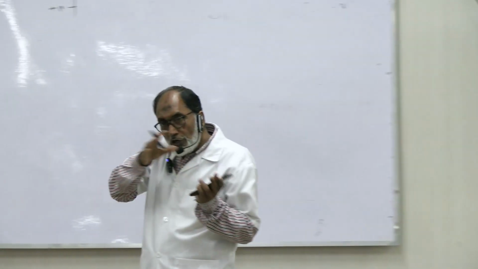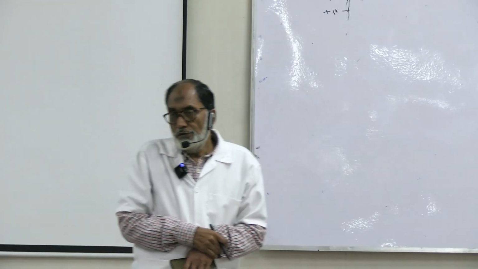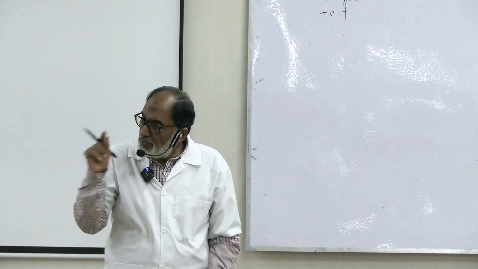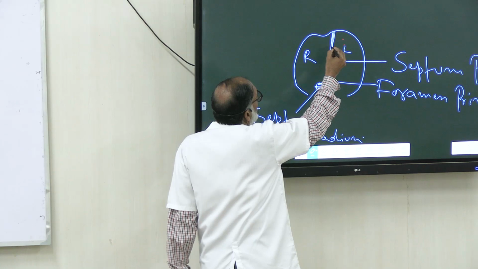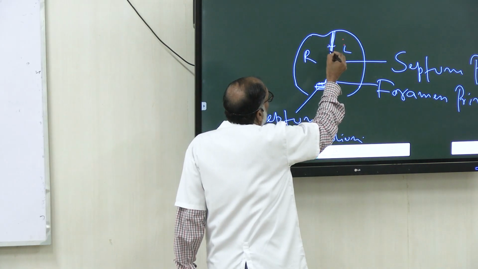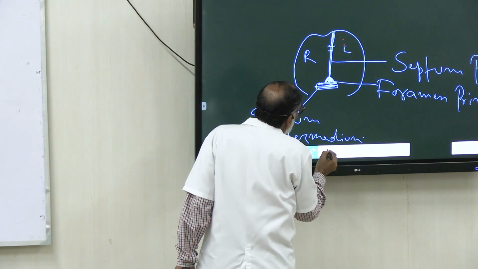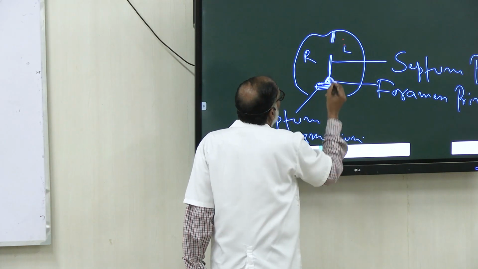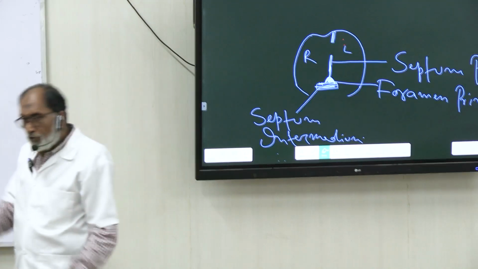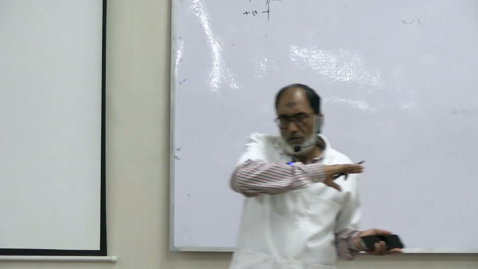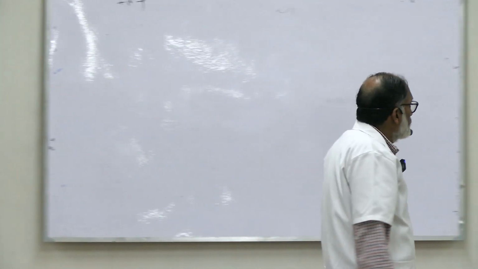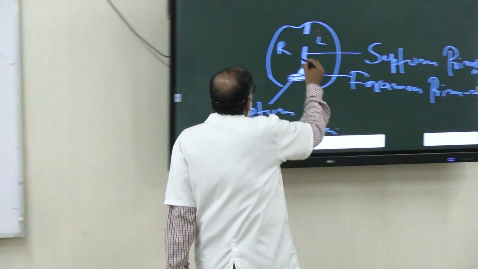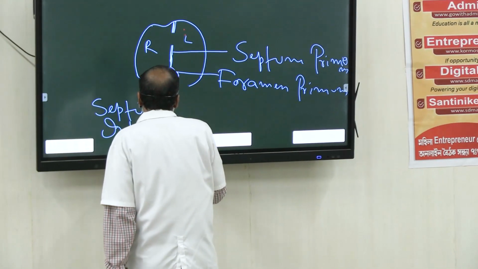Now how will blood go from right to left? So there must be another opening. That opening develops at the upper part of this septum primum. Some cells here die, and a foramen appears here. This second foramen will allow the blood from right to left. Right? This is called foramen secundum.